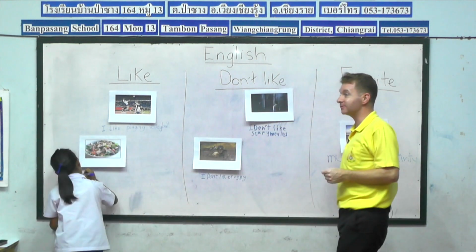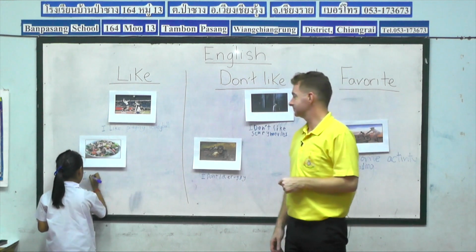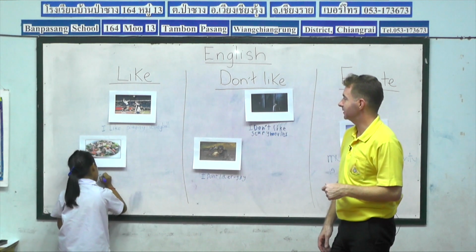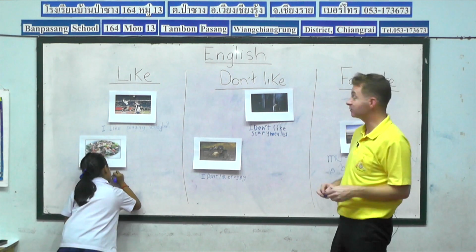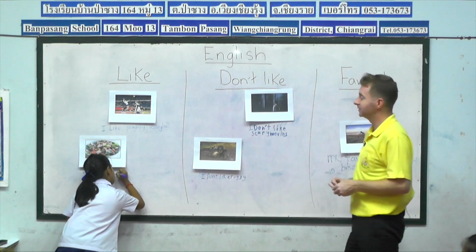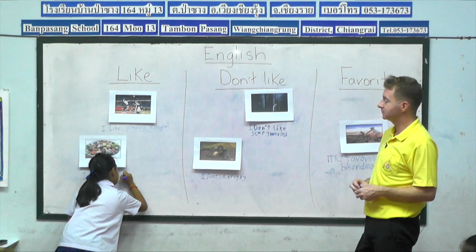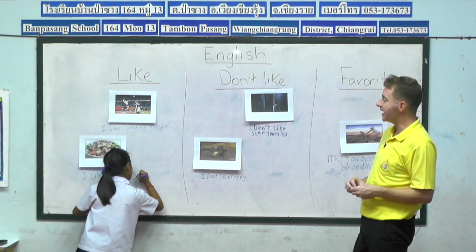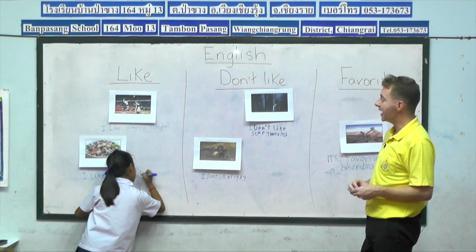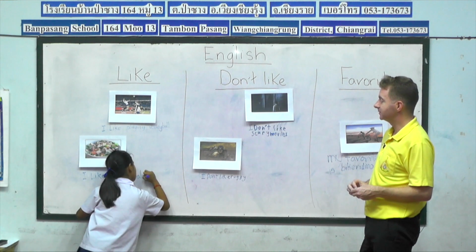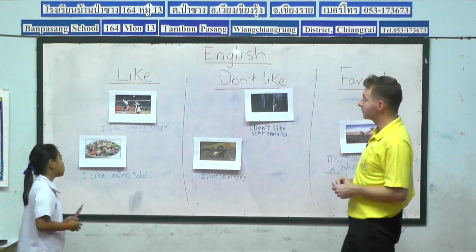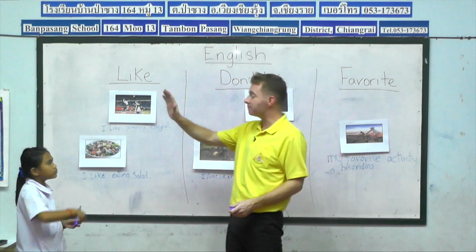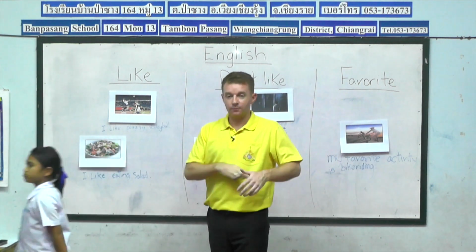Now you can write the sentence, I like, and then eating, the verb in continuous form, E-A-T-I-N-G, salad, S-A-L-A-D. Excellent, Pak Bung, very well done. So can you say? I like eating salad. Perfect. High five and a big round of applause for Pak Bung. Well done, guys.